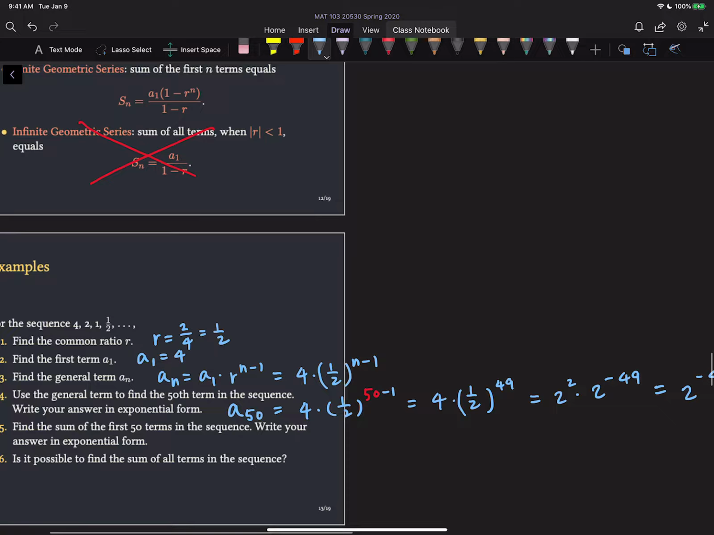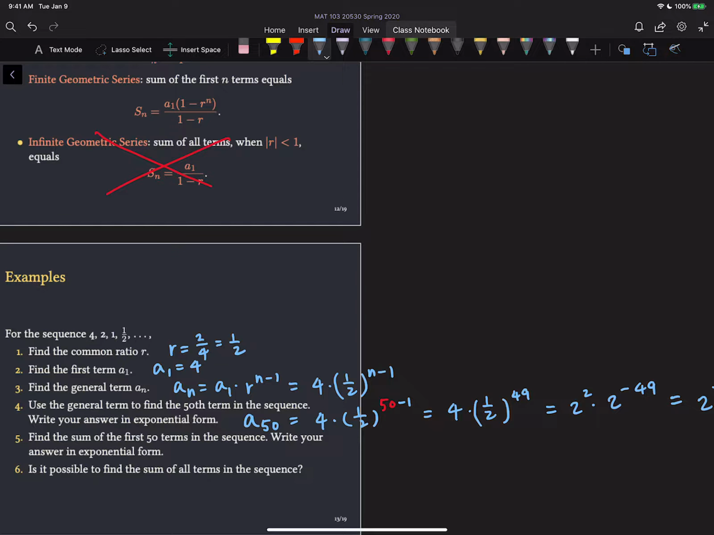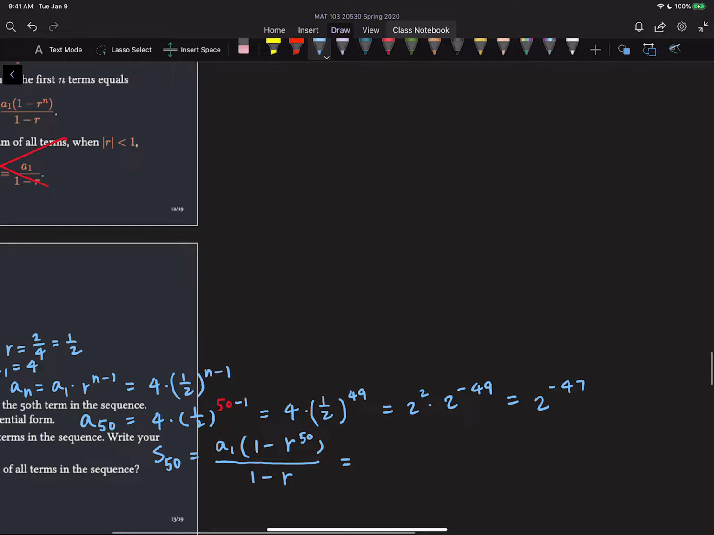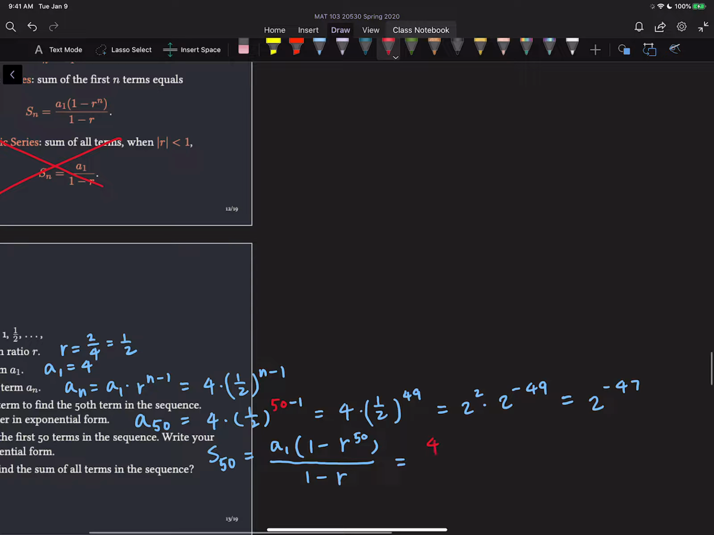Number 5, find the sum of the first 50 terms in the sequence. So this is talking about S sub 50. We have a pretty complicated formula. Let's apply the formula first. It's a1 multiplied by 1 minus r raised to the power of n, which is 50, divided by 1 minus r. Let's plug it in. a1 is 4, times 1 minus r, where r is 1/2, raised to the power of 50, divided by 1 minus half.